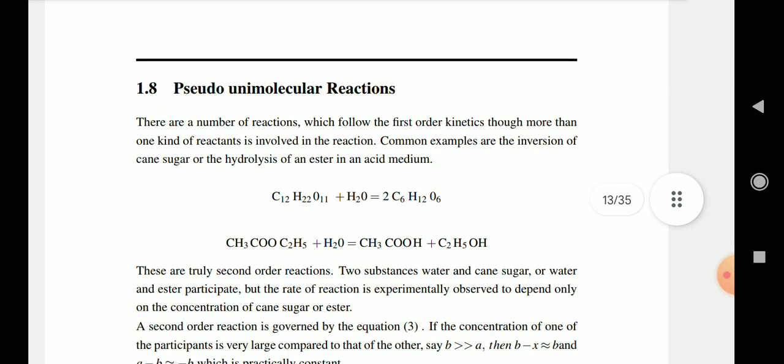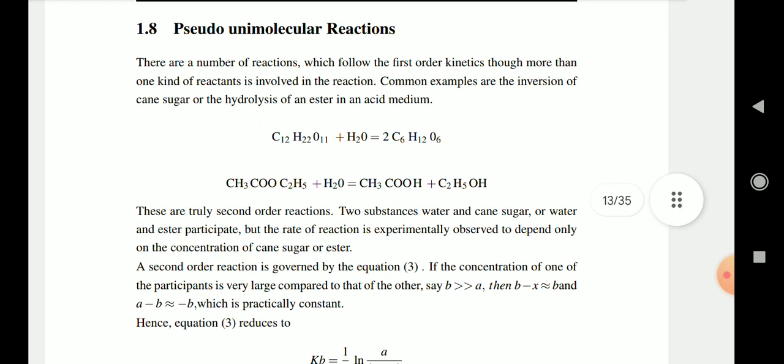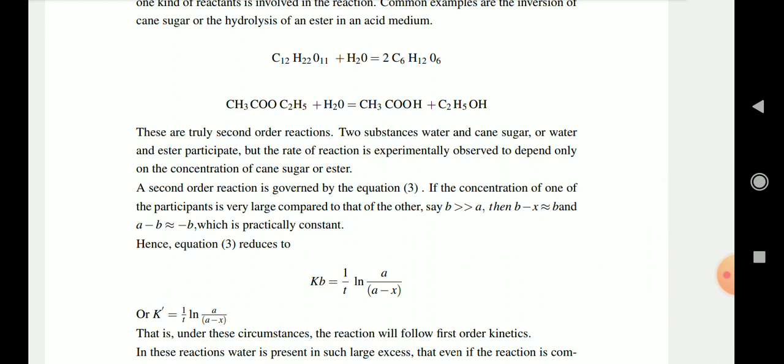Now, pseudo unimolecular reactions. There are many bimolecular reactions which follow first order kinetics, though more than one kind of reactant is involved. Common examples are the inversion of cane sugar, C12H22O11 + H2O giving C6H12O6 + C6H12O6, and the hydrolysis of an ester in acid medium, CH3COOC2H5 + H2O giving CH3COOH + C2H5OH. These are truly second order reactions.